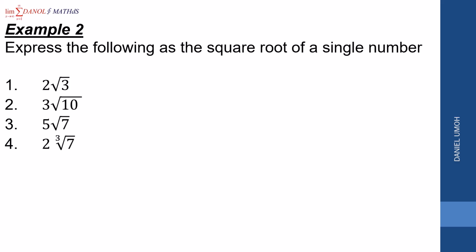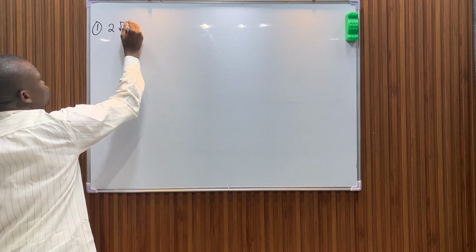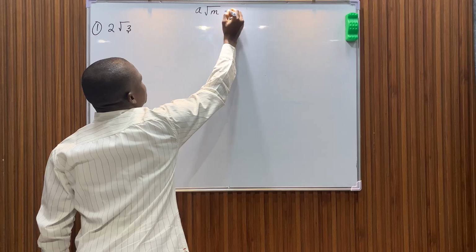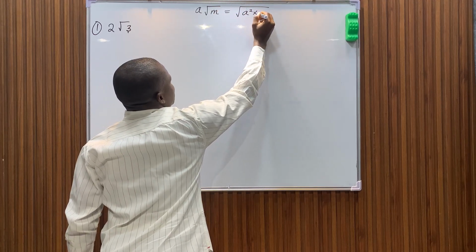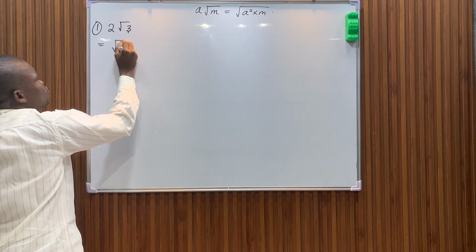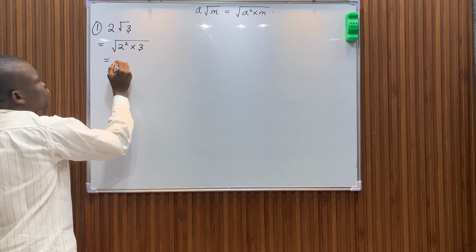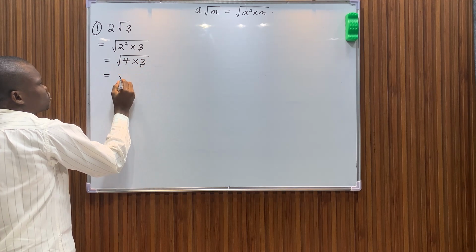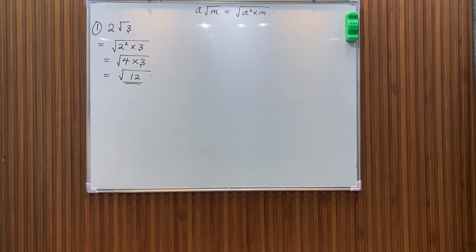Okay. The first one is 2 root 3. So remember, let's state our rule. A root m, when a comes in here, you get a squared times m. So let's apply it here. So we're going to be having the square root of 2 comes in here, you have 2 squared times 3. So this will give us the square root of 2 squared, which is 4, times 3. And this will now give us the square root of 12. So that's the answer for the first one. I hope you get that.